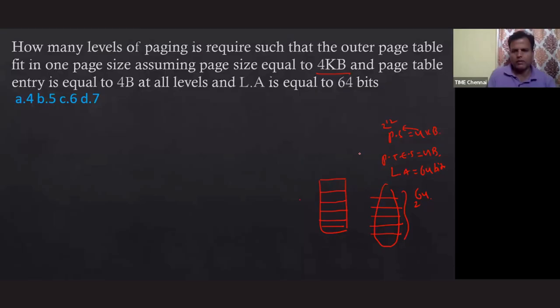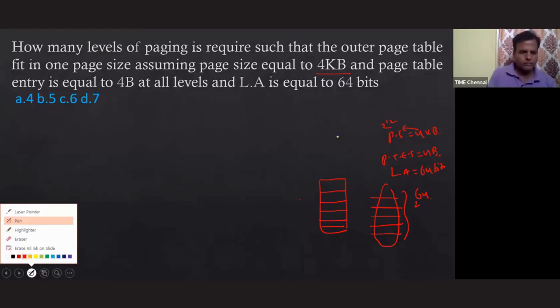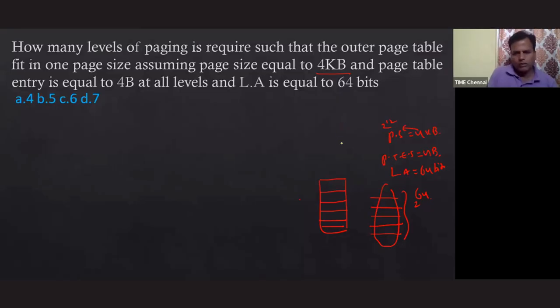So let's see. I'm calculating here. 2 power 64 by page size equals to 2 power 12. That means 2 power 52 pages are there. And these 2 power 52 pages I'm keeping inside the main memory, and the information about these 2 power 52 pages I'm maintaining inside the page table. Fine, great, sir. So how many entries are there, sir, here? 2 power 54.